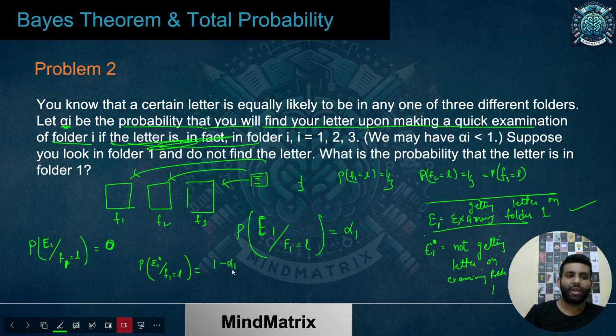And one more probability: the probability of E2 dash given F1 equals L is 1. Why so? E2 dash means not getting the letter on examining folder 2, and because you have the letter in folder 1, you will definitely not be getting it. So the probability of that is 1. I hope all these values are clear, the way I have written them.